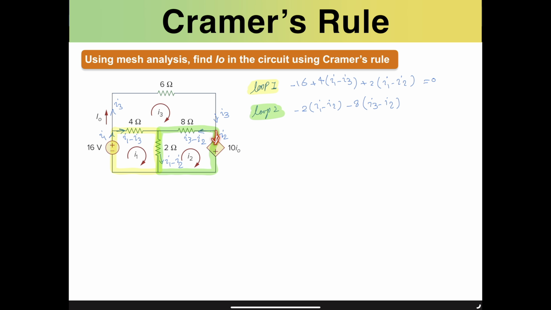Now we have this last piece, a dependent voltage source, and its value is minus 10 IO. So minus 10 IO is nothing but minus 10 I3, because IO is the same as I3. So it would be minus 10 I3. Now that we have ended up at our original location, we can equate that to 0.